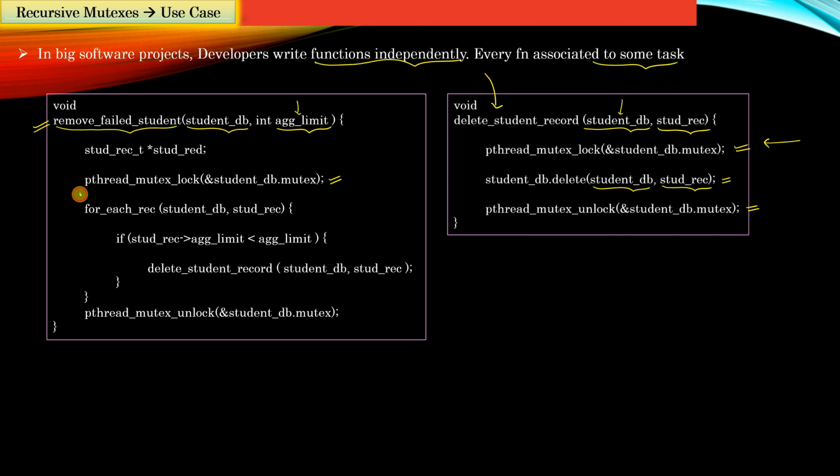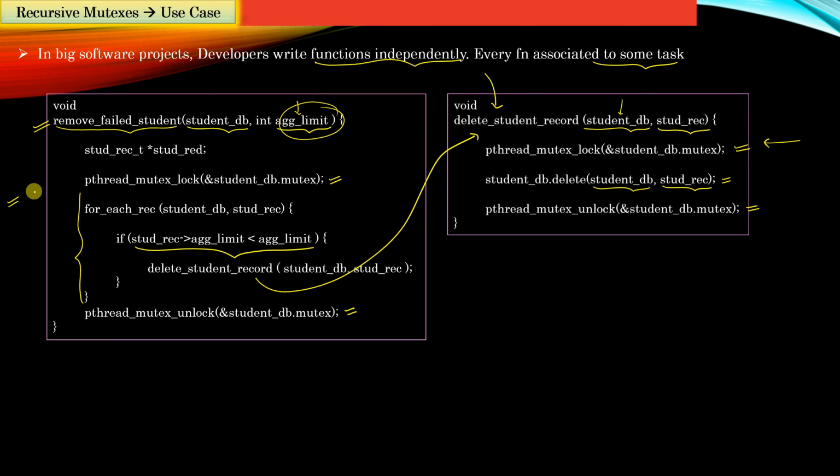Then he would access the student database, meaning he would simply walk on each record of the student database, compare the aggregate percentage of each student in the student database, and if the aggregate percentage is less than what was supplied as an argument, then he would simply reuse this API to delete a record from the student database. Alright, and when the developer is done, obviously he would unlock the student database mutex.